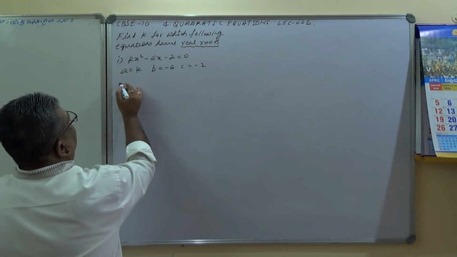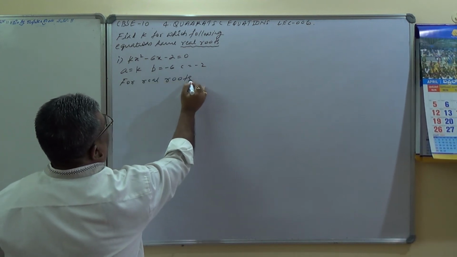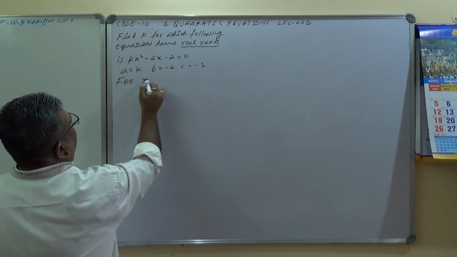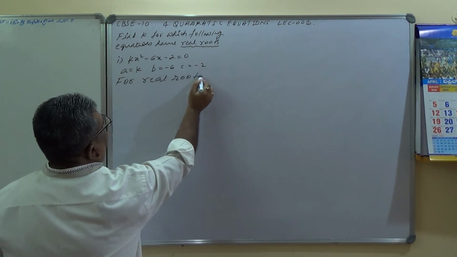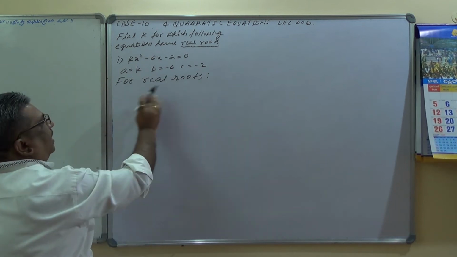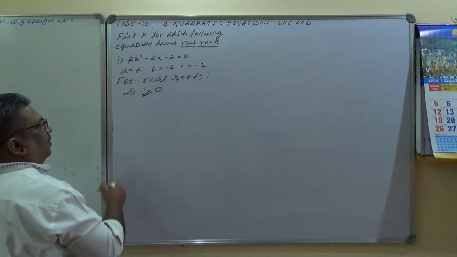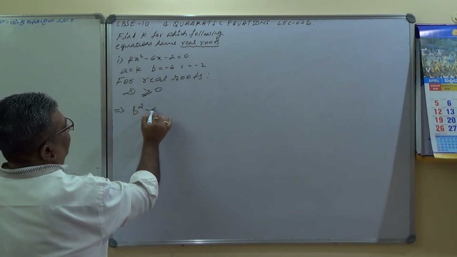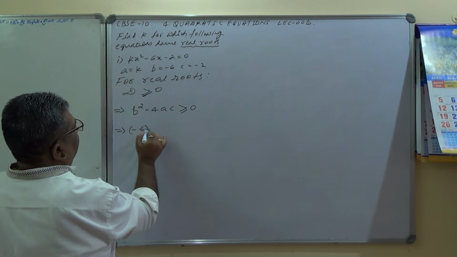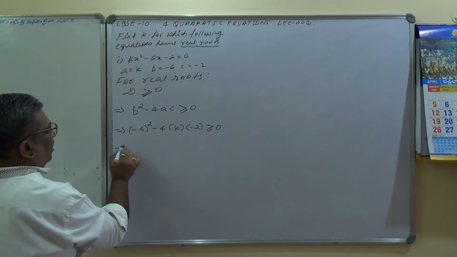Okay. So for real roots, I hope you are able to see this. I think letter size is okay. For real roots, let me change the pen. Wait. For real roots, what is given? D should be greater than or equal to 0. Implies b square minus 4ac should be greater than or equal to 0. Minus 6 the whole square minus 4 times k times minus 2 should be greater than or equal to 0.